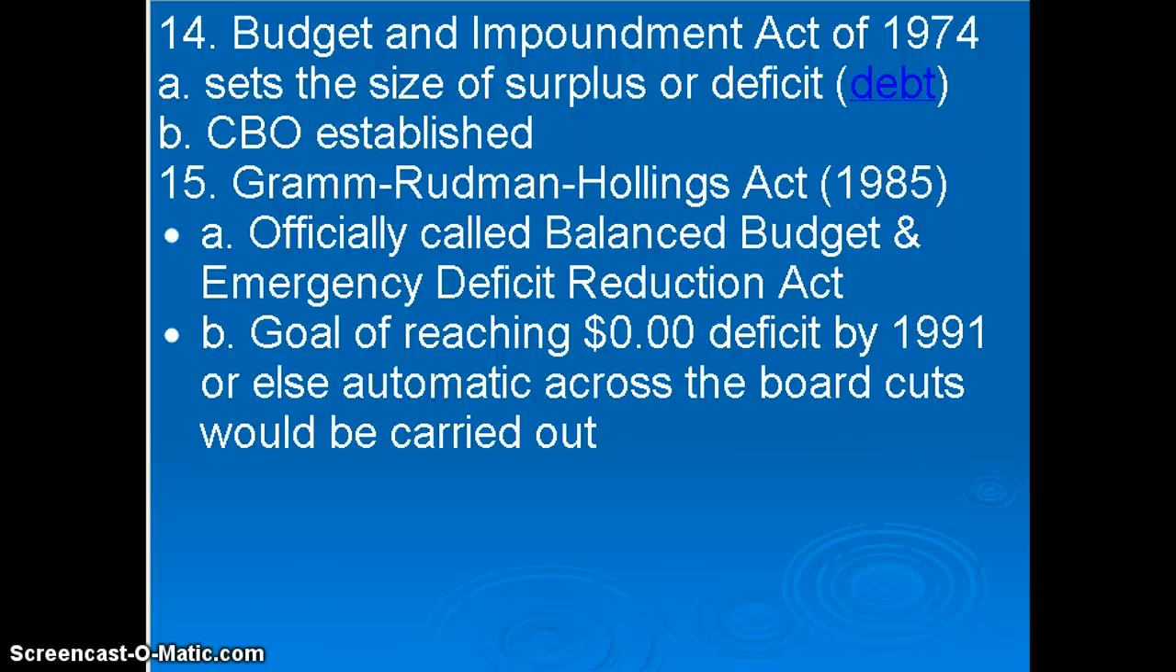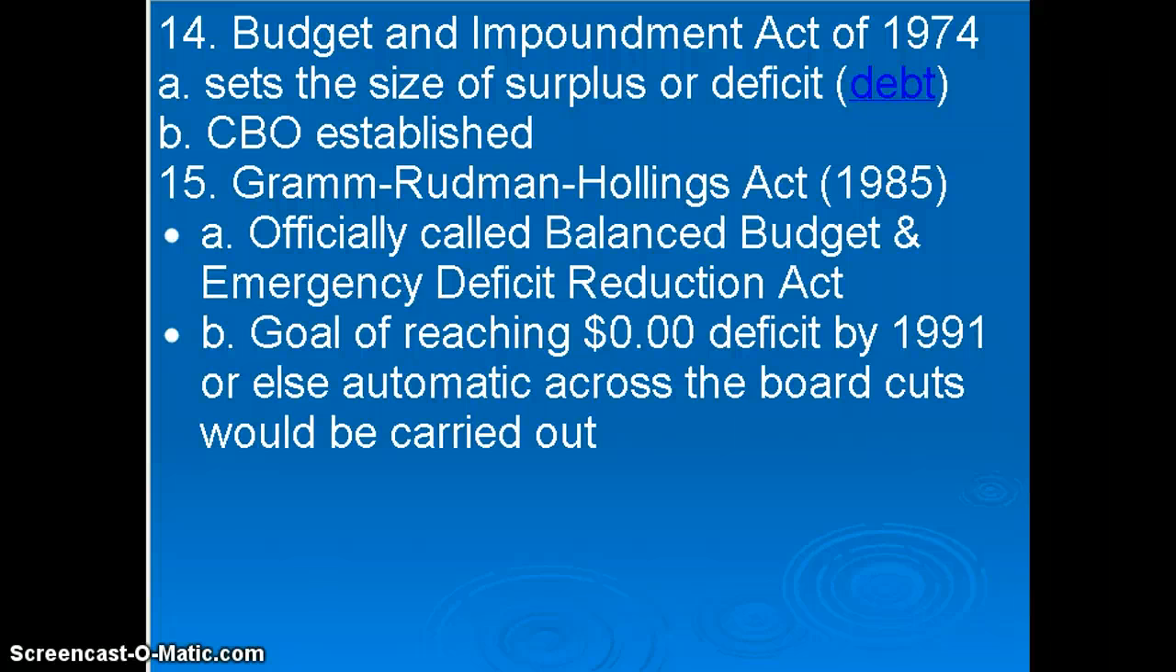Alright, we are almost done here. The Budget and Impoundment Control Act of 1974 basically created the system in which we pass a budget. So this might be a useful act to look at when you're writing your essays. It also established the Congressional Budget Office, which basically audits the federal government and can analyze the president's budget to make sure that it is correct.